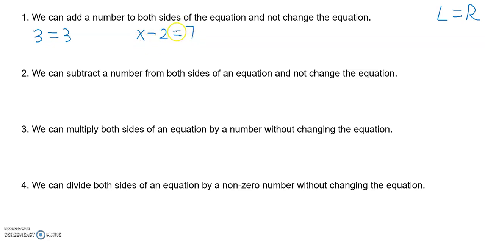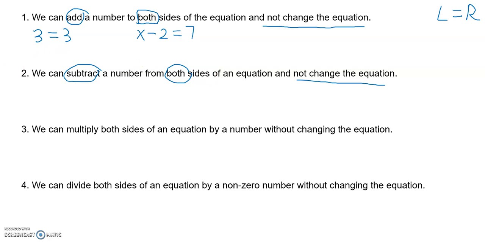And this is also an equation because it has an equal sign, with x minus 2 on the left-hand side and 7 on the right-hand side. Equations all have a very good property. I listed 4 of them here. The first one: we can add a number to both sides, and that does not change the equation. The second one: we can subtract from both sides and not change the equation.